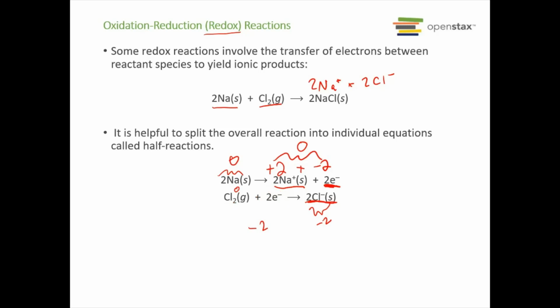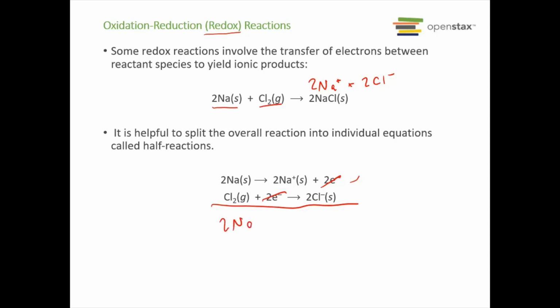If I were to add up these 2 reactions, the 2 electrons cancel out, and we would get what we started with, 2Na plus Cl2 gas, going to 2NaCl solid. It still adds up. So this is how we do half reactions.